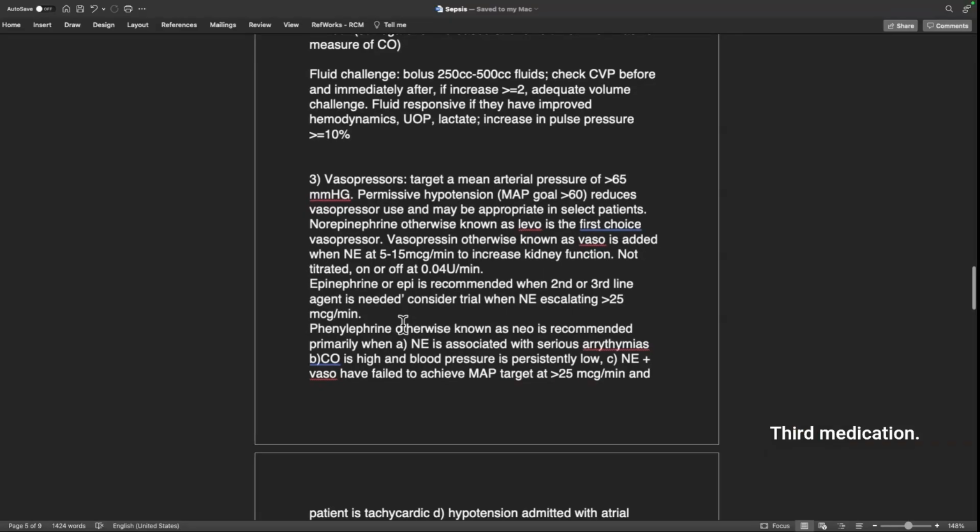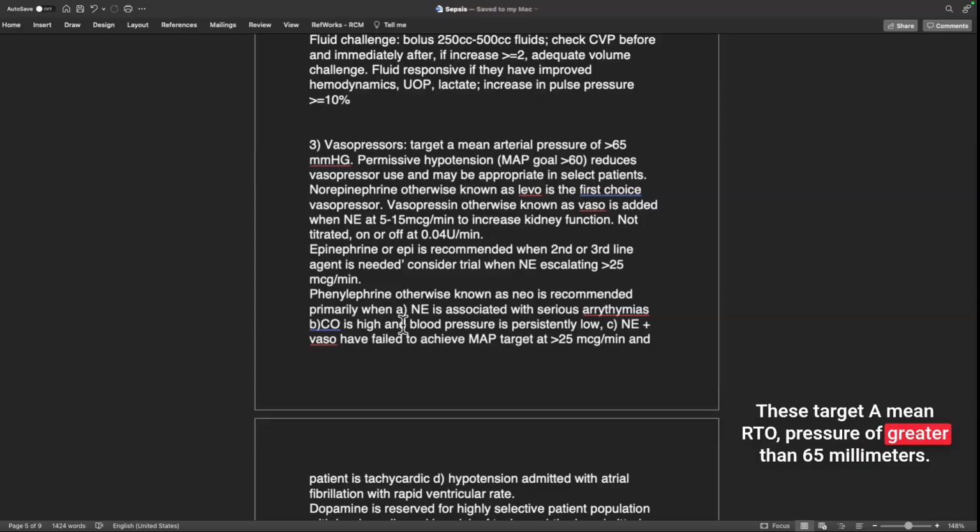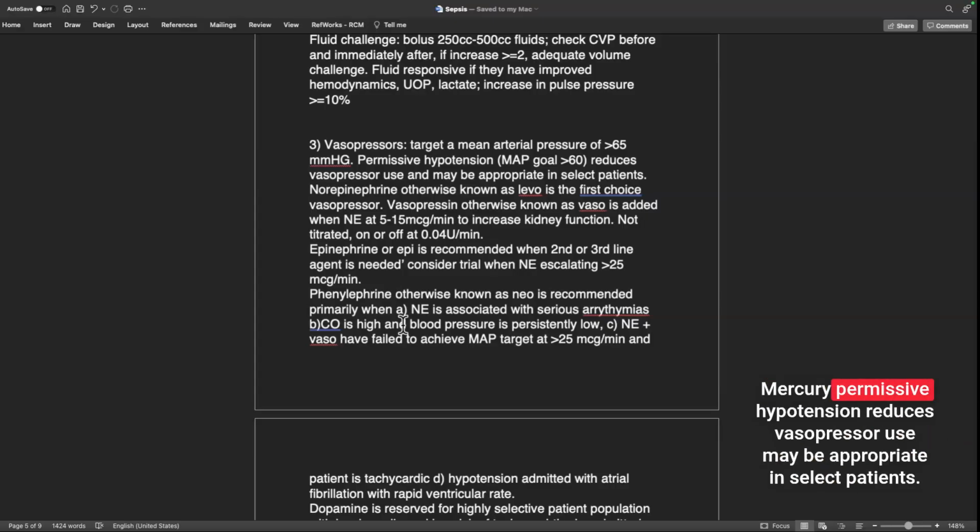The third medication or intervention that you could do: vasopressors are used in septic shock. These target a mean arterial pressure of greater than 65 millimeters of mercury. Permissive hypotension reduces vasopressor use and may be appropriate in select patients.